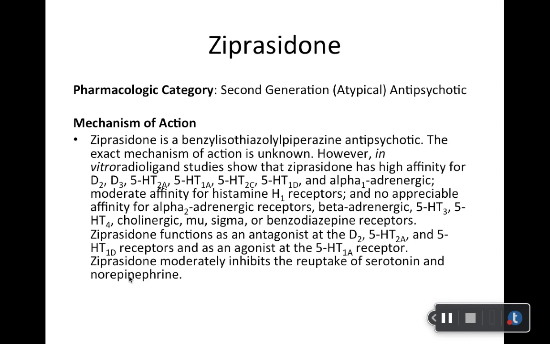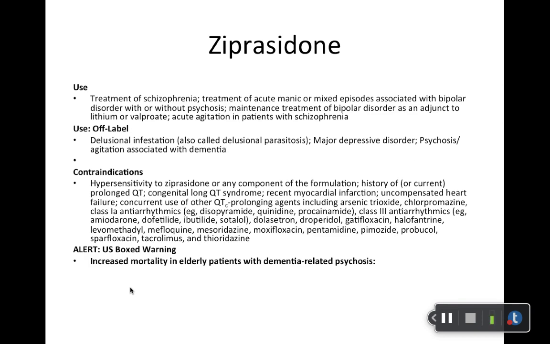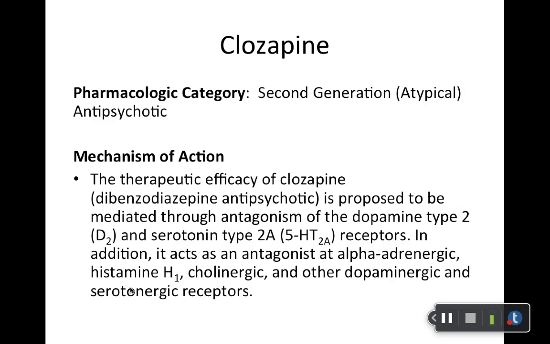Risperidone, another second generation antipsychotic, hitting those dopamine and serotonin receptors. Use, we have schizophrenia, bipolar disorder, an adjunct to bipolar disorder, acute agitation, and then some off-label uses. Contraindications, this is the one that you do need to be careful with: increased QT prolongation. So it doesn't have the box warning that it's pro-arrhythmic. However, you still need to be careful with arrhythmias with Risperidone. So please make sure you note that when studying.